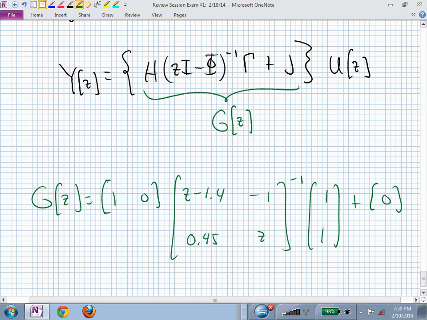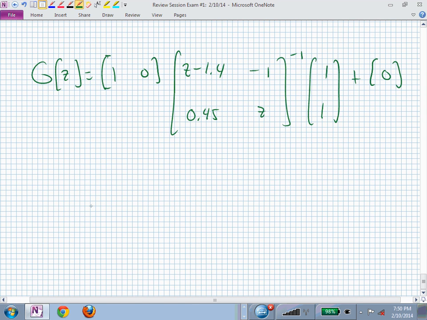Does everybody remember how to invert a matrix? Do I need to do this? Calculator. Did it come up with the same? You should end up with the same result. You should end up with z plus 1 over z squared minus 1.4z plus 0.45.